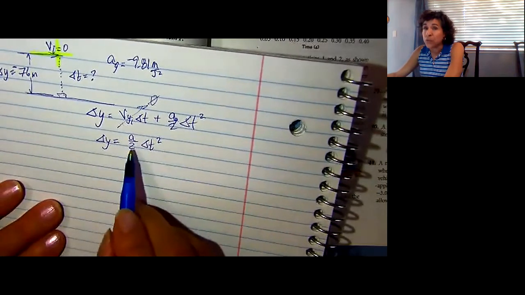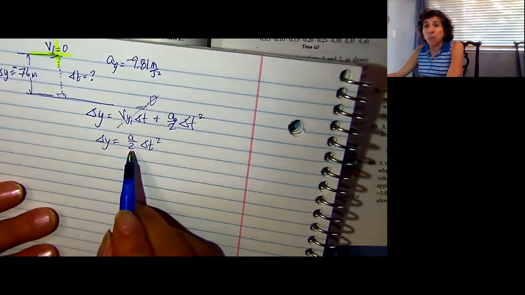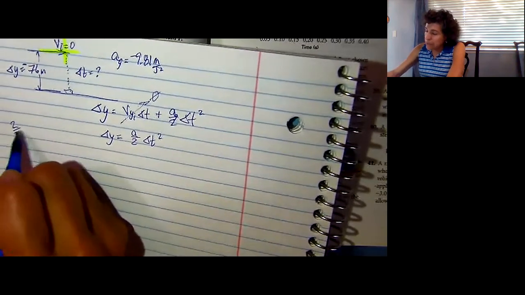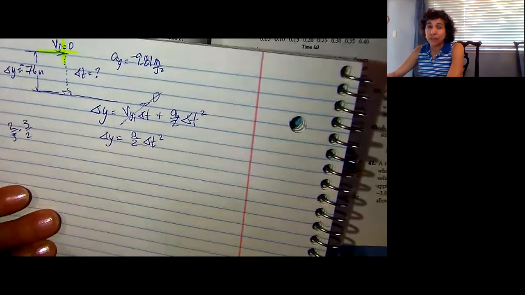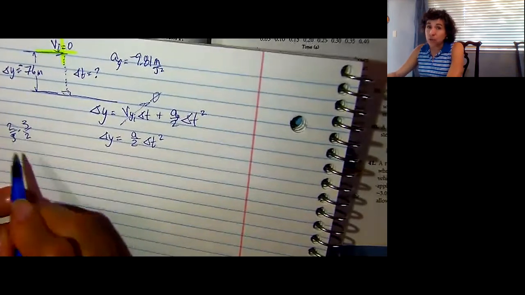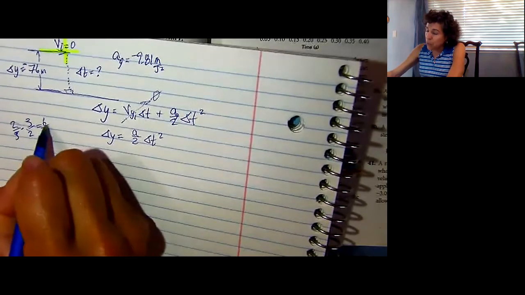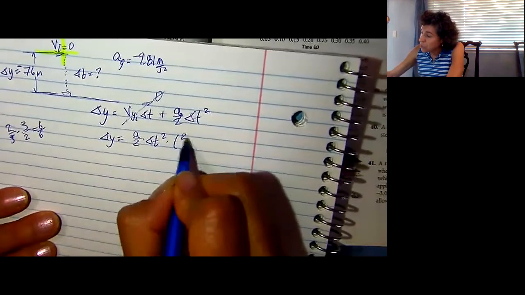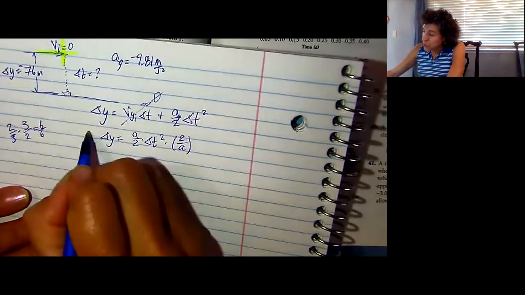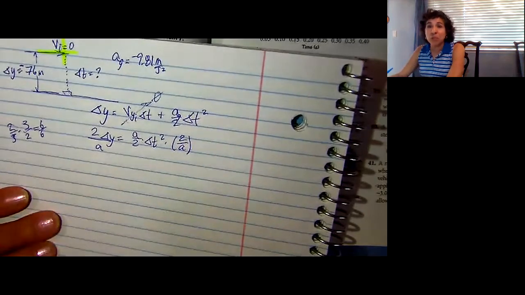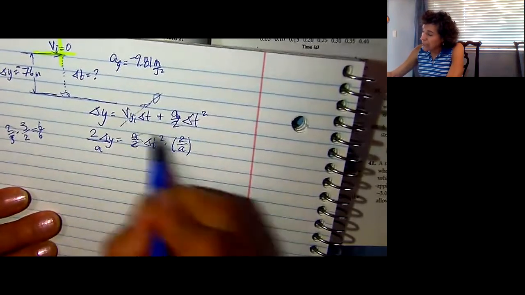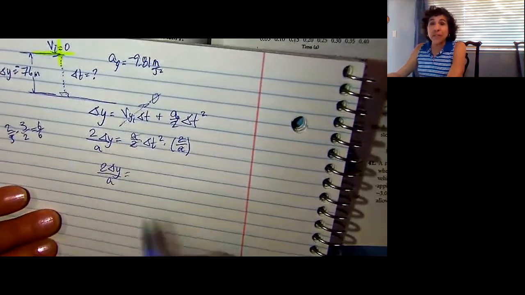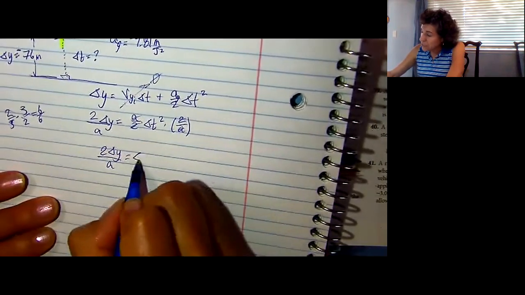How can I get rid of a over 2? Well, you guys remember multiplying by the reciprocal. What is 2/3 times 3/2? It's 1. My 2's cancel out, 3's cancel out, or 6 over 6 is equal to 1. So I want to multiply both sides by this reciprocal, 2 over a. My 2's cancel out, my a's cancel out. So I end up with 2 delta y over a is equal to delta t squared.